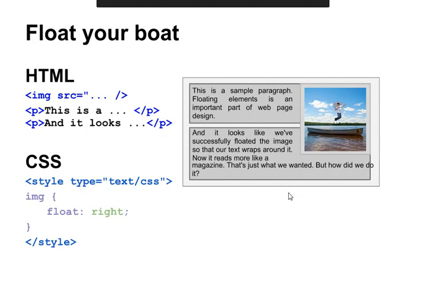But by floating an image, what we're doing is we're telling it to, in this case, go all the way to the right, but cause anything else around it to flow around it. So the block level remains the same, but the text inside of it flows around the image.